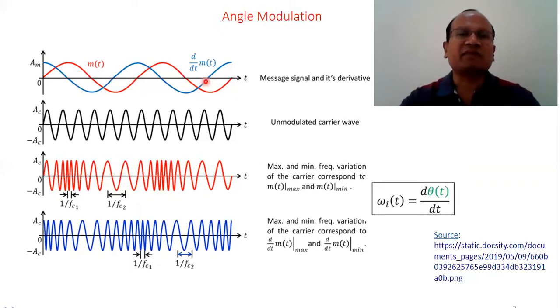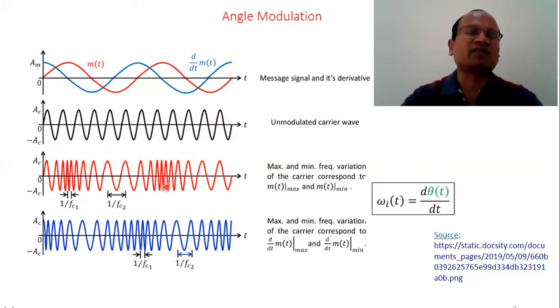So in the first waveform, we have the message signal as well as its derivative. The second signal is the carrier signal, and that too unmodulated. You can see the amplitude of the carrier remains the same, the frequency of the carrier remains the same, there is no change at all throughout the duration. This is called an unmodulated carrier signal.